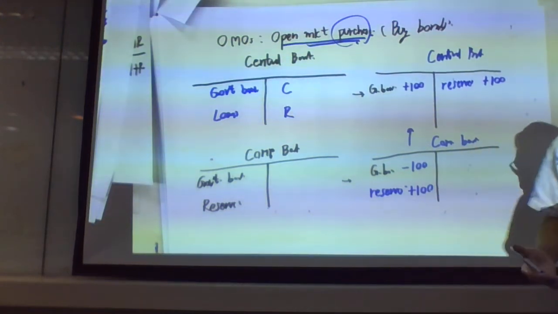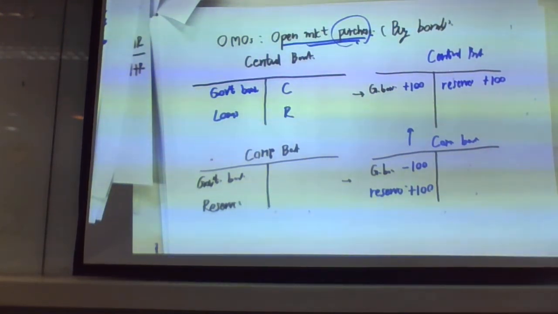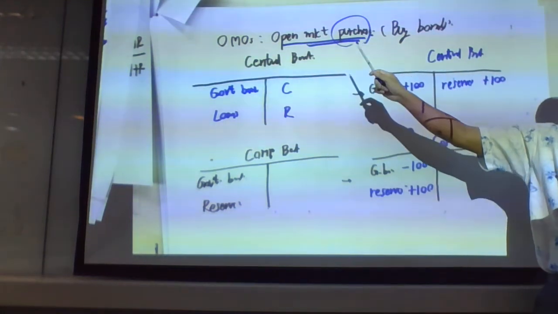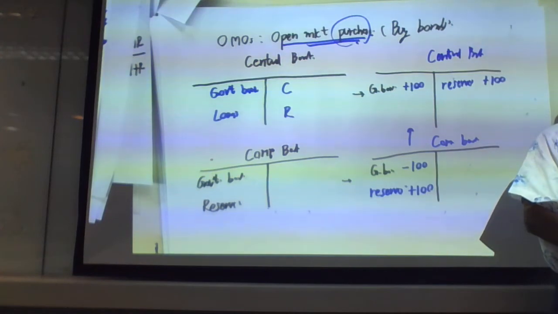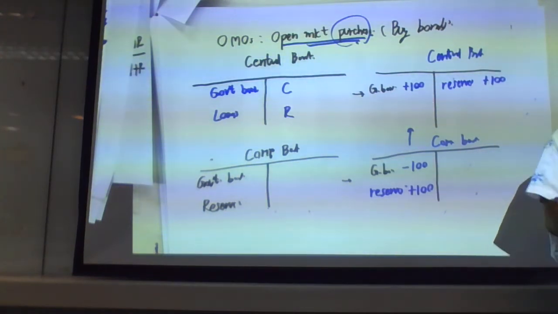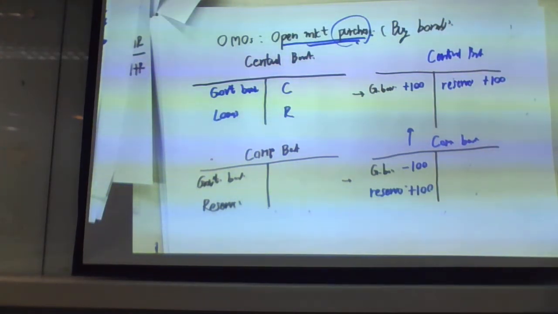So this is what happened in the balance sheet, or the components of the balance sheet, when the central bank conducts the open market purchase. The central bank buys bonds from the commercial banks. That is all about the open market purchase.